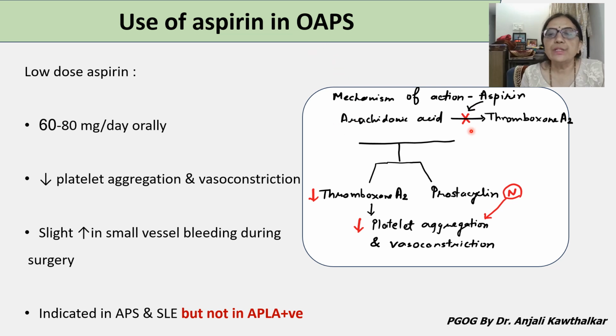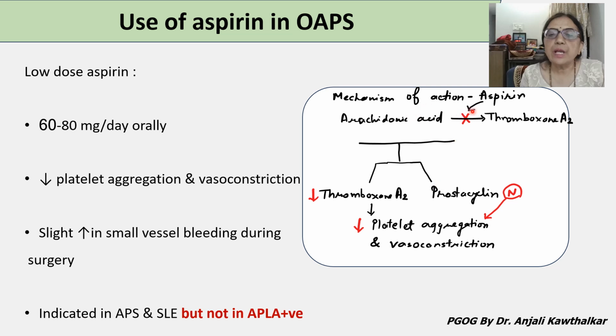What aspirin does is prevent conversion of arachidonic acid to thromboxane A2. So thromboxane A2 formation is reduced whenever we give low dose aspirin to a patient. Because there is a reduction in thromboxane A2, there is a reduction in platelet aggregation and vasoconstriction, because thromboxane A2 leads to increase in platelet aggregation and vasoconstriction, whereas prostacyclin has exactly the opposite action. It will lead to less platelet aggregation and vasodilatation. It will reduce the vasoconstriction.